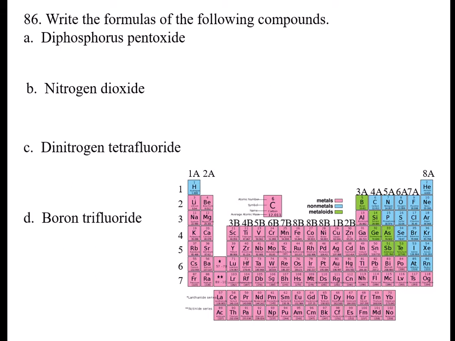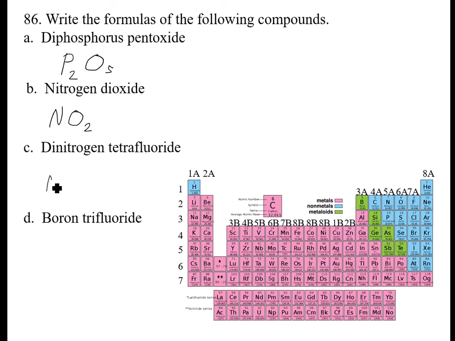Okay, so if you see this prefix of di or penta, di means 2. The atomic symbol for phosphorus is P, so P2. Oxide is oxygen, so O. And the prefix penta is 5, so P2O5. Nitrogen with no prefix means it's simply one nitrogen. Di again is 2, and oxide is oxygen, so NO2.